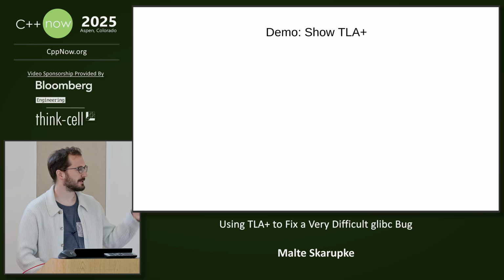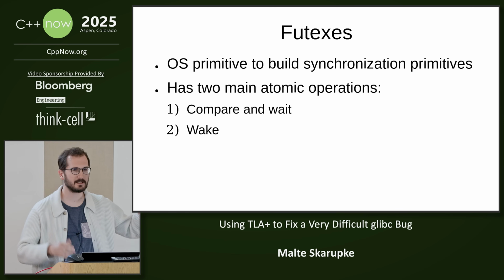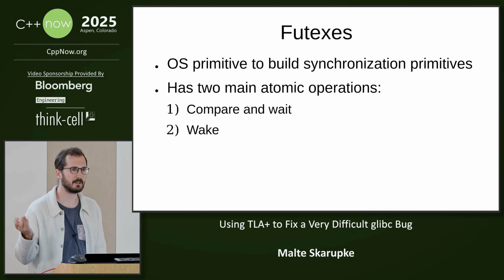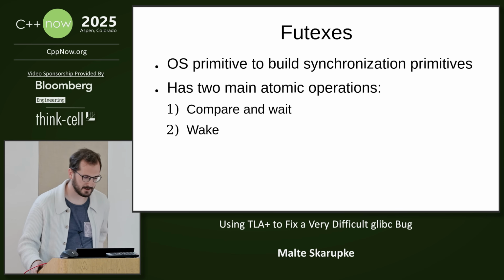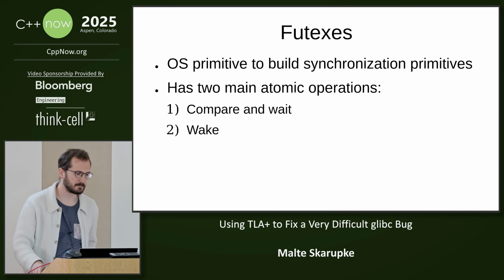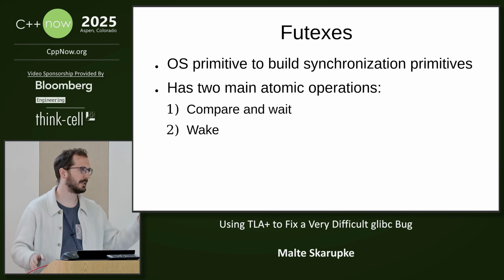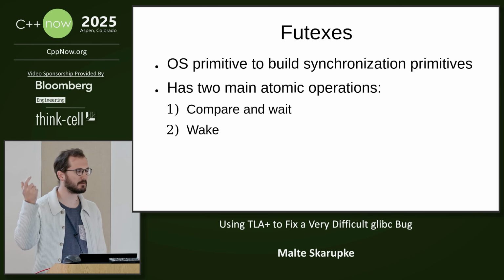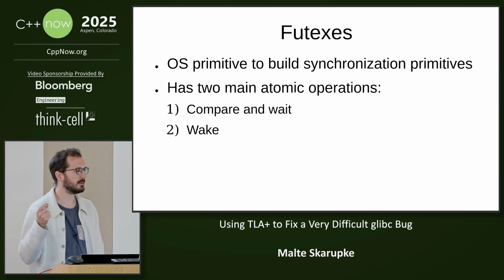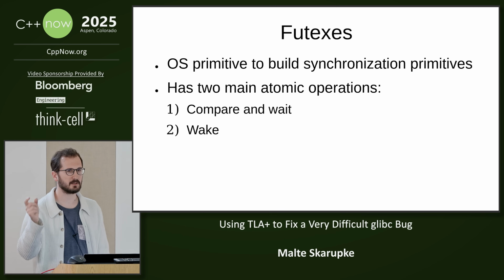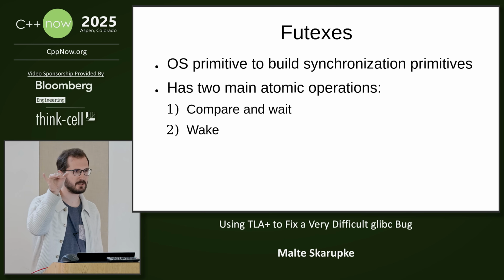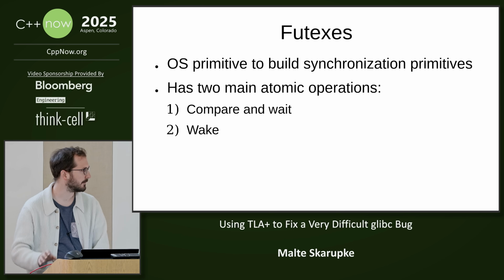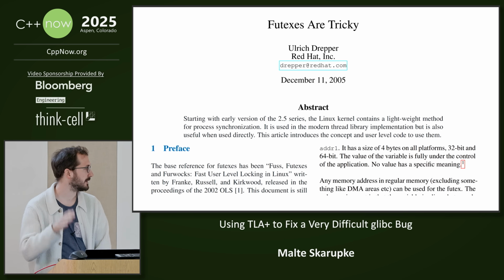Cool. So after the spin lock, the next thing I want to explain is futexes, because that's how you do anything not spin locky. If you don't just want to spin on something, you have to use futexes basically. They've got two operations: one of them is compare and wait, and the other one is wake. What's important is that these are atomic. So it does an atomic comparison of a state and then waits. And they're famously tricky, but I won't go into that.